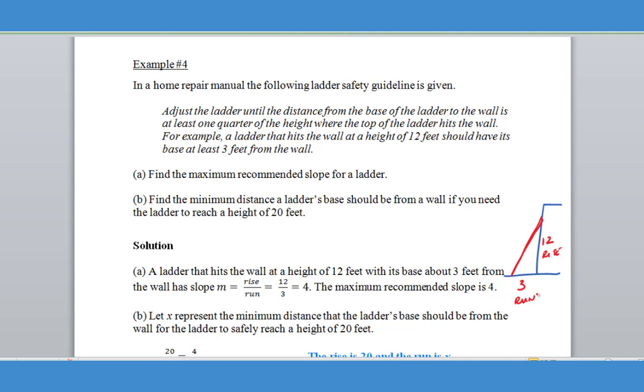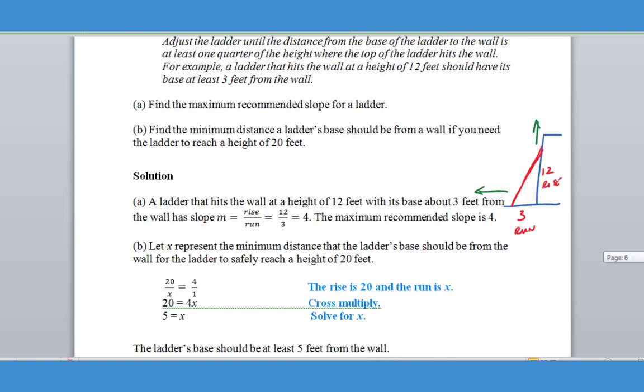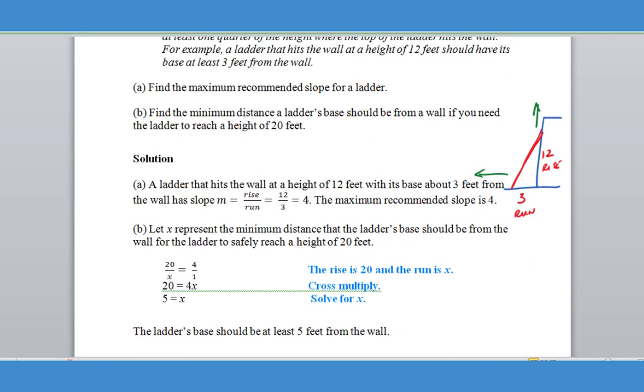Now it says find the minimum distance a ladder's base should be from the wall if you need the ladder to reach a height of 20 feet. And so now if we're going to go up the wall a little bit higher, that means we need to come out away from the wall a certain amount as well to keep that 12:3 ratio, if you will. And instead of really using 12:3, what we can do is use 4 over 1. And so then we can come up with a proportion.